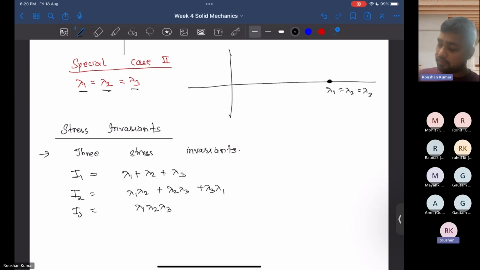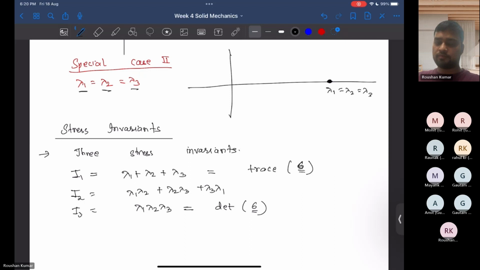It is also equal to the determinant of the stress tensor. The first invariant can also be found as the trace of the stress tensor. If we want to find the first stress invariant, we simply take the trace of the sigma matrix which is formed by the stress tensor, and we get the first invariant.